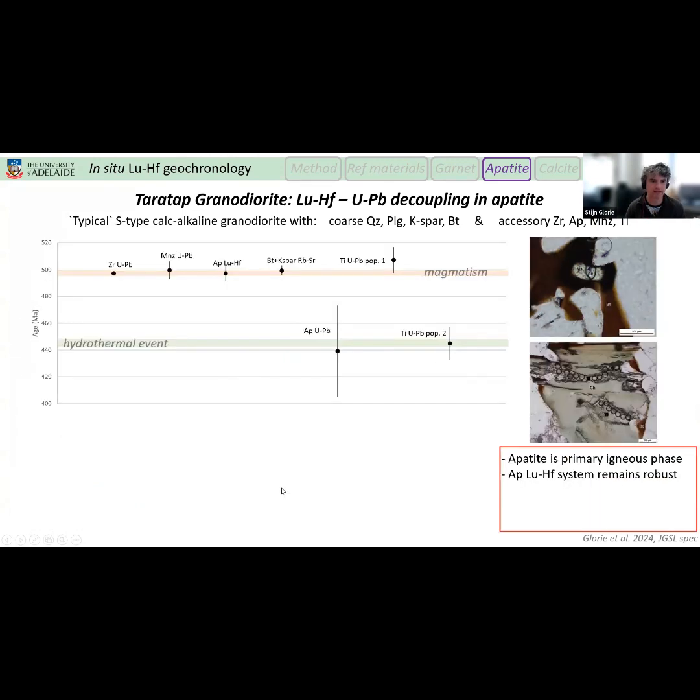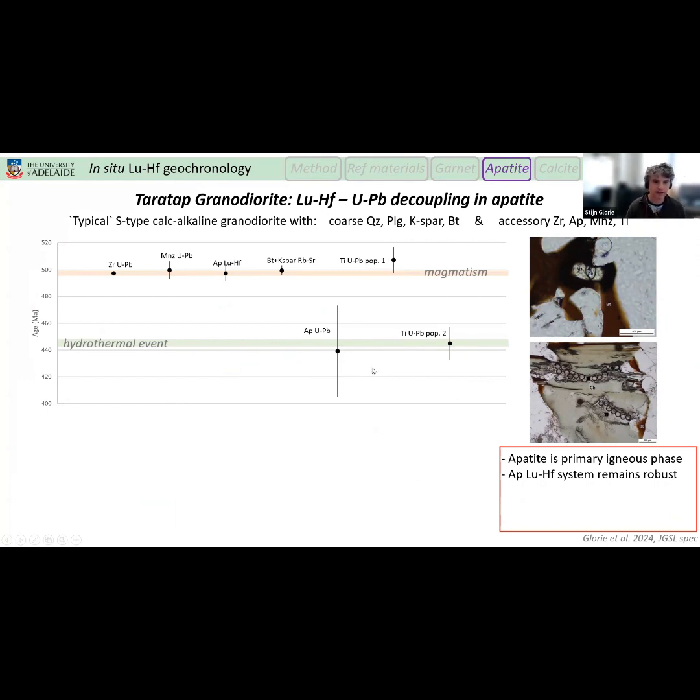So if you put it all together in a simple graph here, we're seeing that most clocks date magmatism, but there's clearly a secondary event that has affected the rock. I've put it here as some sort of hydrothermal event, between brackets, because that's how the titanite looks.